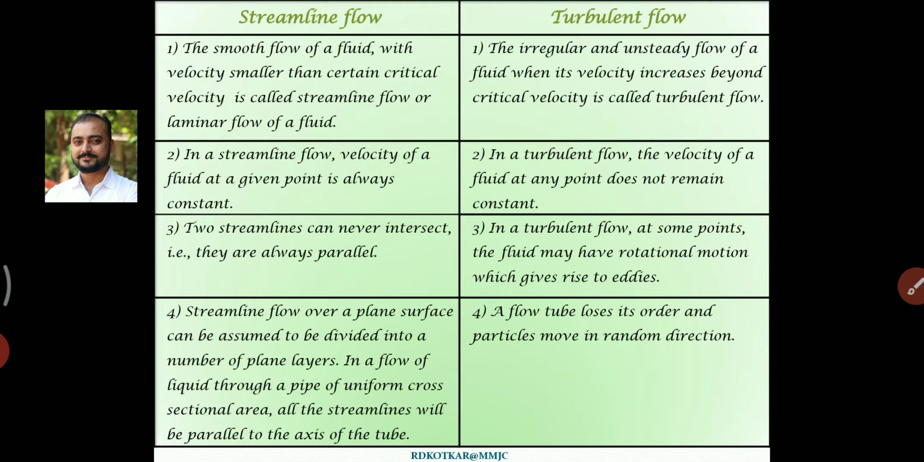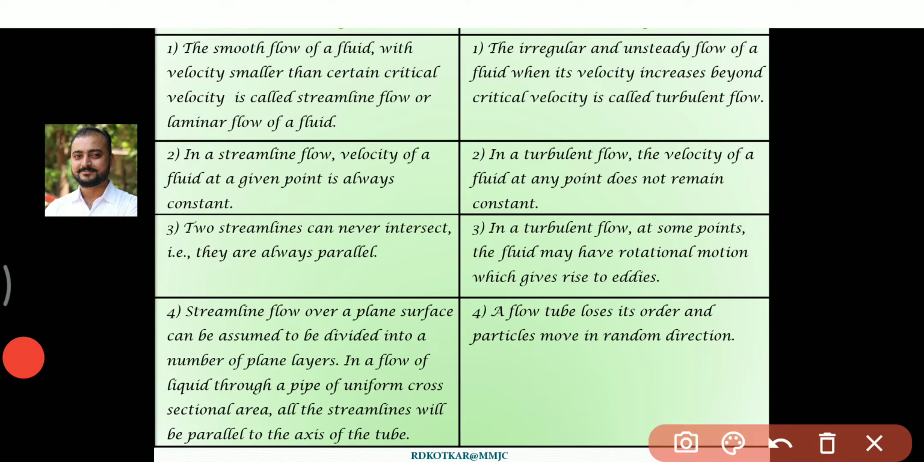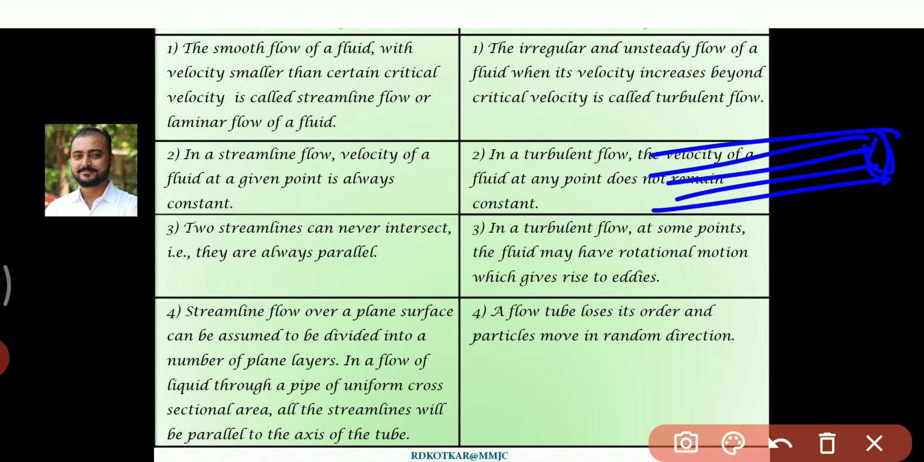Then next point, streamline flow over a plane surface can be assumed to be divided into a number of plane layers. In case of streamline flow, we consider that the flow of the liquid may be divided into layers. Suppose this is a pipe through which the liquid is moving, so the layers of the liquid are considered to be here. This liquid is divided into a number of plane layers.